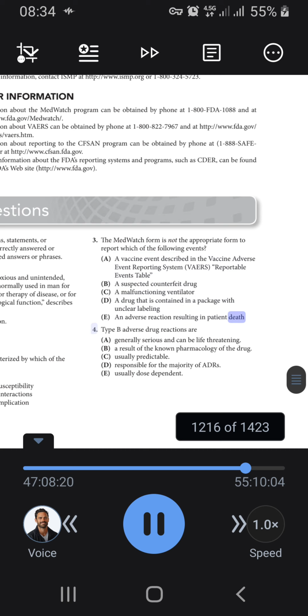4. Type B adverse drug reactions are generally serious and can be life-threatening. A. Usually dose-dependent. B. A result of the known pharmacology of the drug. C. Usually predictable. D. Responsible for the majority of ADRs. Study questions.